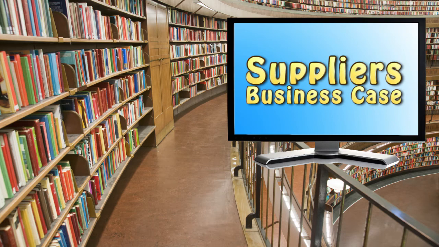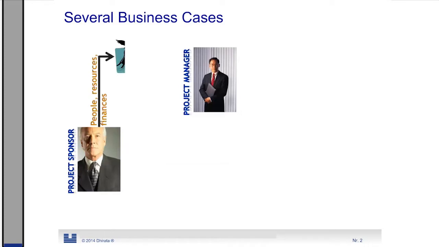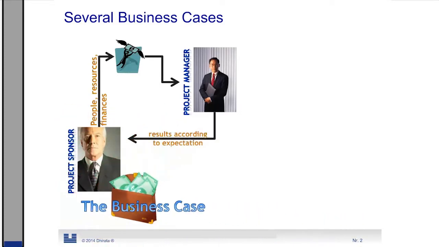For each project there is a business case. But when you are working in a large project where there are many subcontractors, each supplier will have its own individual business case. This module is about the supplier's business case. On the one hand, we have the overall project with the overall business case. This is a kind of agreement between the project manager and the project sponsor.